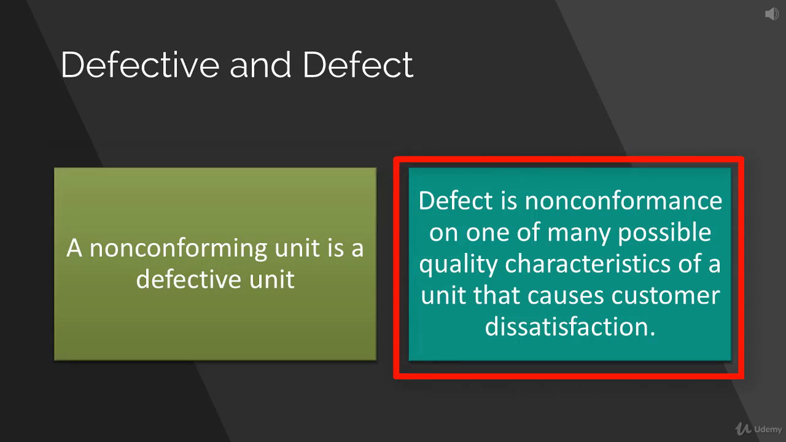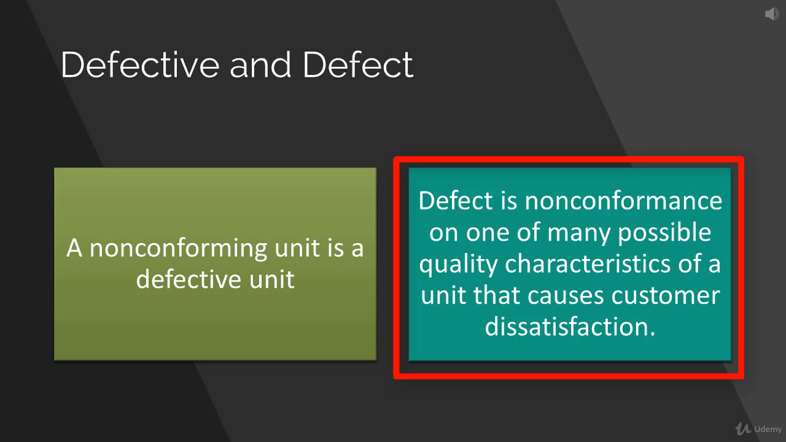On the other hand, the definition of a defect is a non-conformance on one of many possible quality characteristics of the unit that causes customer dissatisfaction. So anything which causes customer dissatisfaction is a defect. So in this particular case, let's take an example where on that water bottle, we have the loose cap, we have wrong label, we have scratch mark. So on this particular bottle, we have 3 defects here. But then we have one defective bottle.